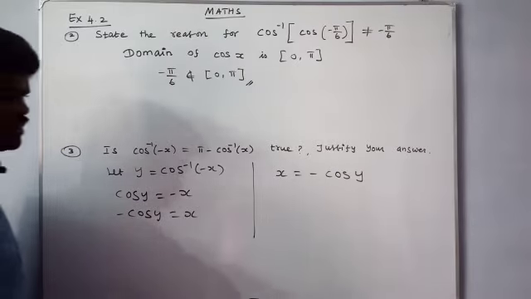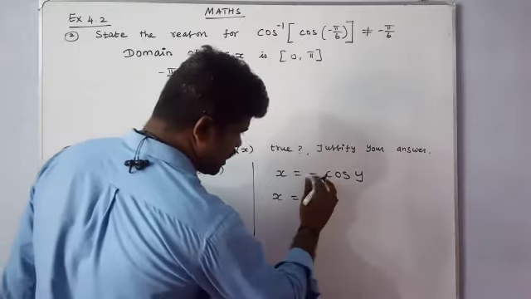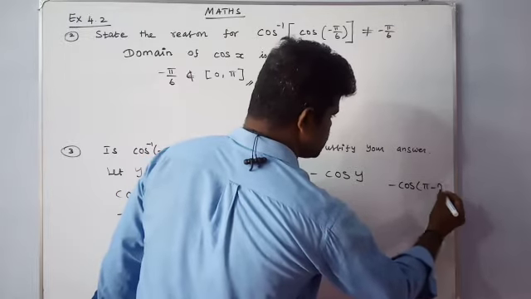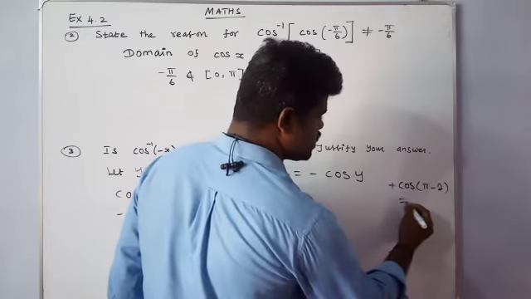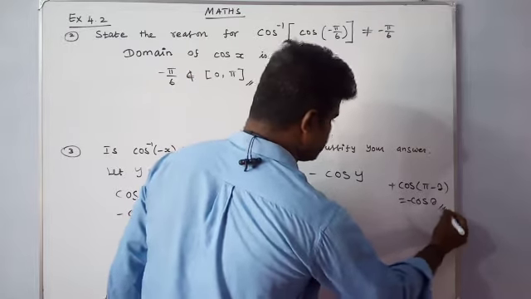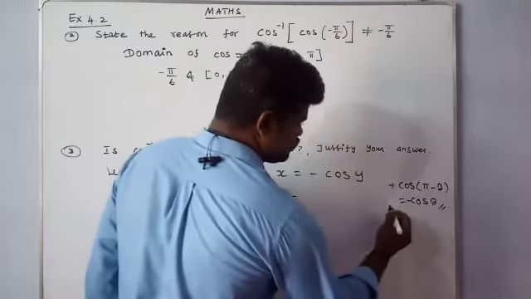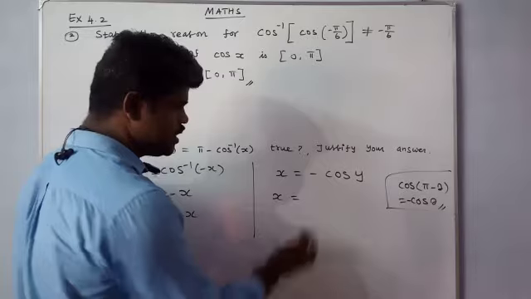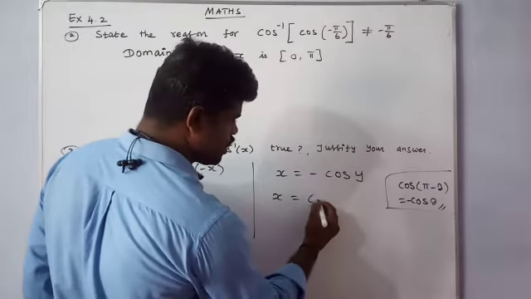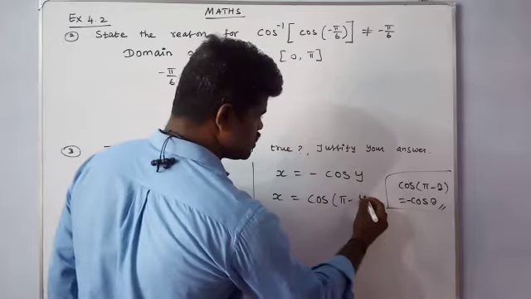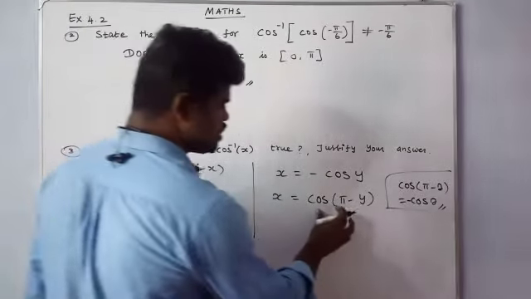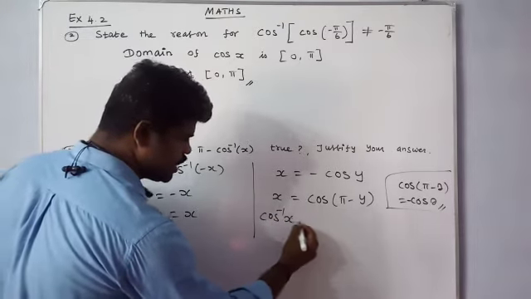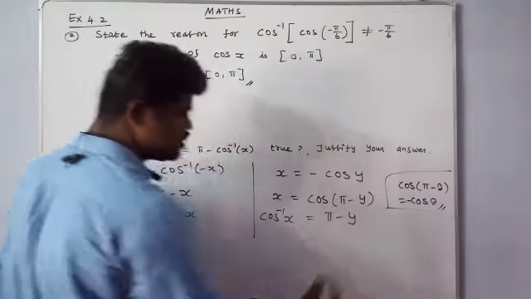x is equal to minus cos y, and minus cos of pi minus theta... that means plus cos pi minus theta is equal to minus cos theta. This is the value. Here minus cos y, so we want to write cos pi minus y. Okay, cos pi minus y, and take the cos to this side. Cos inverse of x is equal to pi minus y.